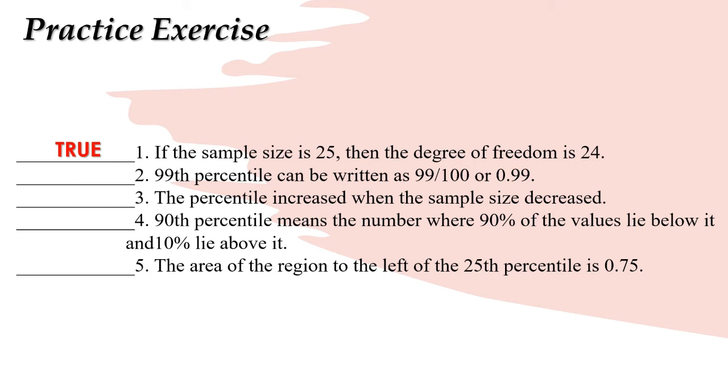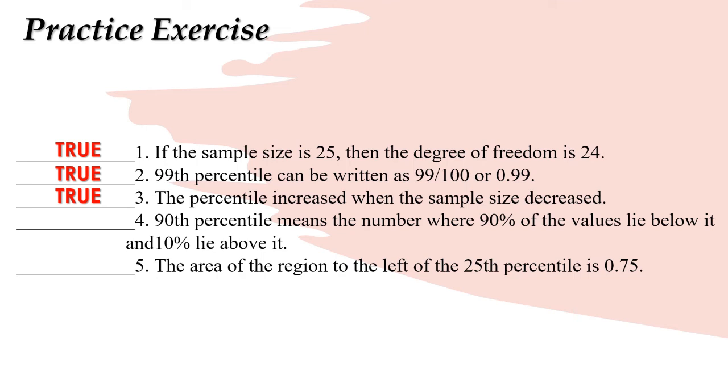Number 2. 90th percentile can be written as 99 over 100 or 0.99. Is it true or false? Very good. The answer is true. Number 3. The percentile increases when the sample size decreases. Is it true or false? Very good. It is true.